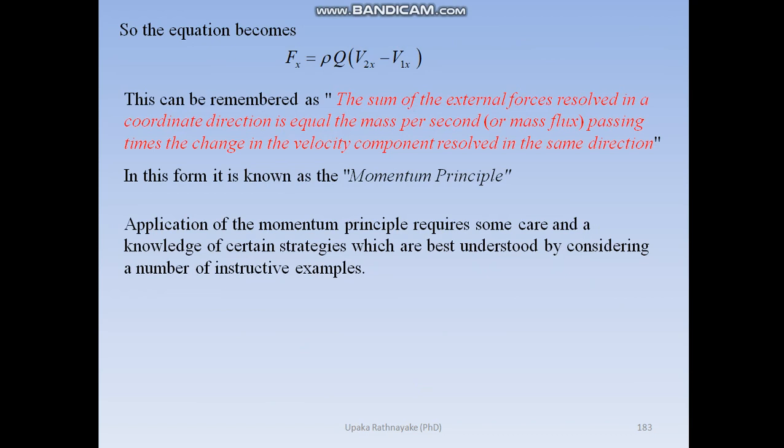Now, if we have a branching network, the equation is slightly more complex. The external force F is equal to the sum of rho Q_i V_i, with i going from 2 to n, minus rho Q1 V1. And also we know that the sum of Q_i with i going from 2 to n is equal to Q1 from the continuity equation.